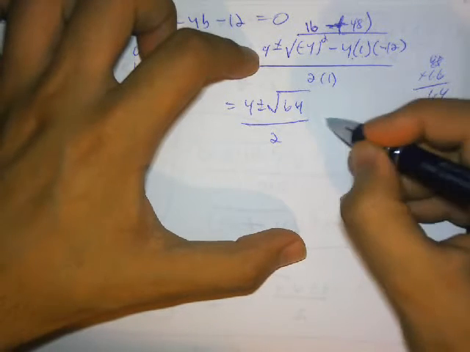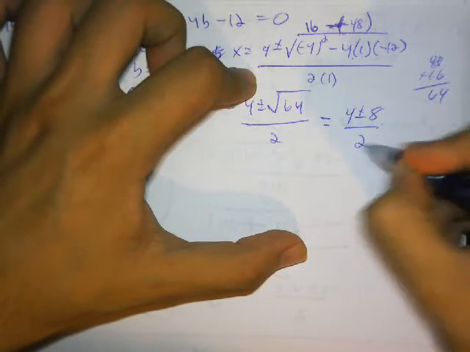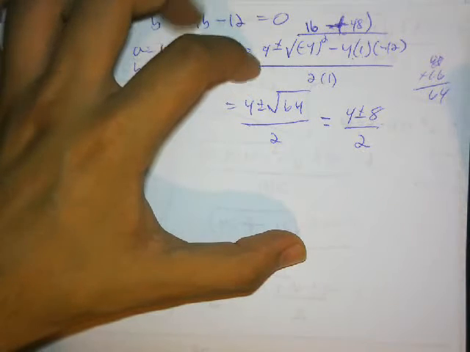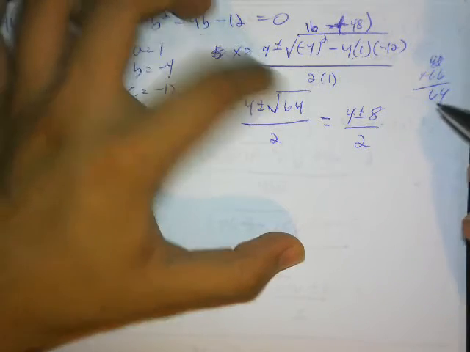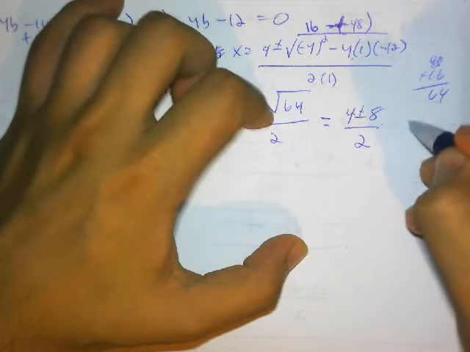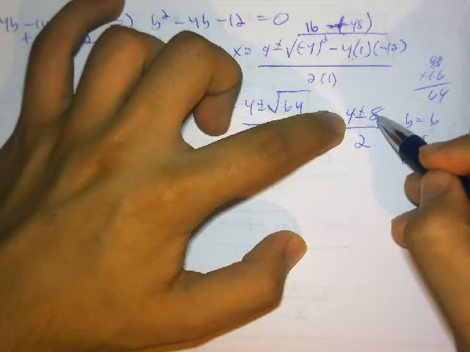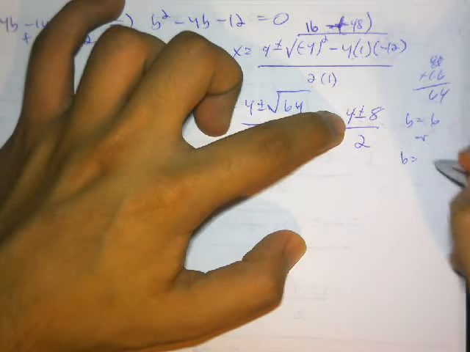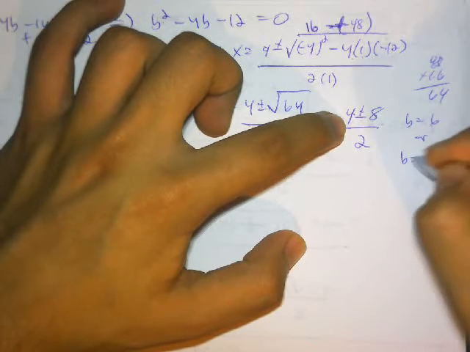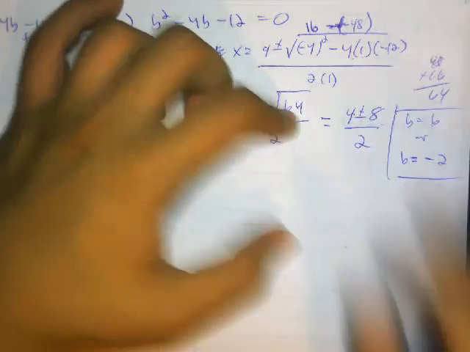So far all of our square roots have been pretty. That's 4 plus or minus 8 over 2. Hopefully they stay pretty. 4 plus 8 is 12. Divided by 2 is 6, so x is equal to 6. Or x is equal to 4 minus 8, which is negative 4, divided by 2, negative 2. Boom.